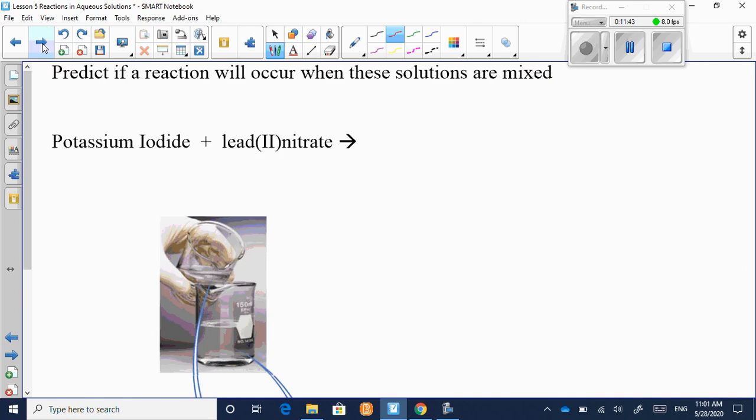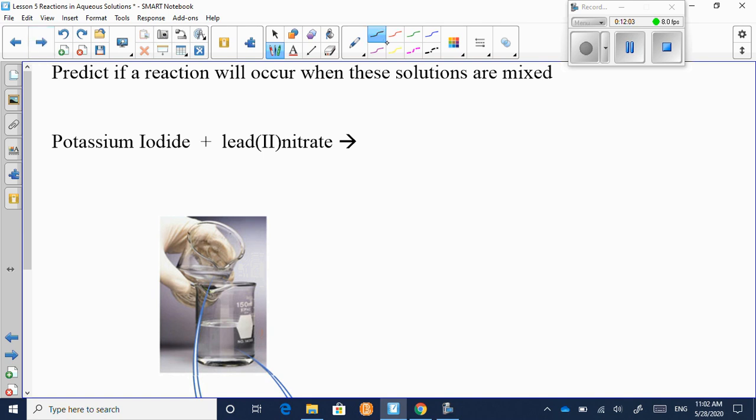Well, there's a part 2 of this. Well, here, before we go to part 2, let's do one more example together. It says, predict if a reaction will occur when these solutions are mixed. I've got some pictures here for this one to show you in real life instead of just with cartoons.